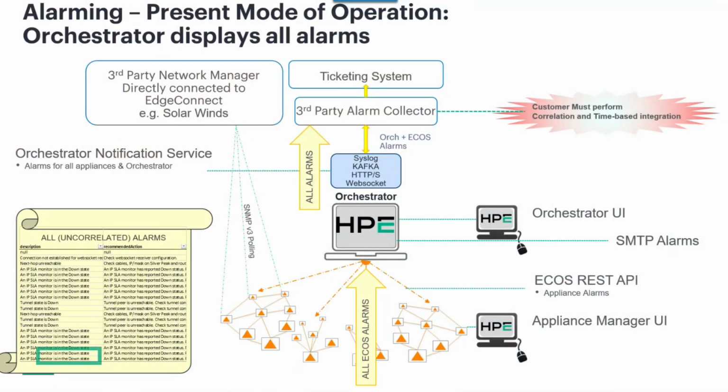The current situation, if you go from this chart from the bottom towards the top: every alarm from every appliance gets into and out of Orchestrator. And some large enterprises and or service providers will connect third-party systems like an alarm collector, which then feeds a ticketing system, and so on and so forth.